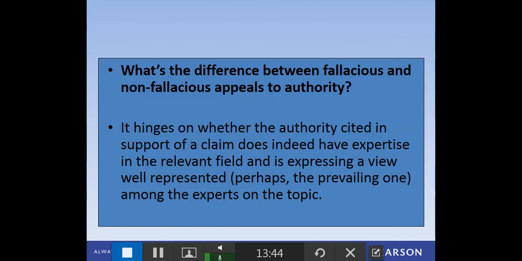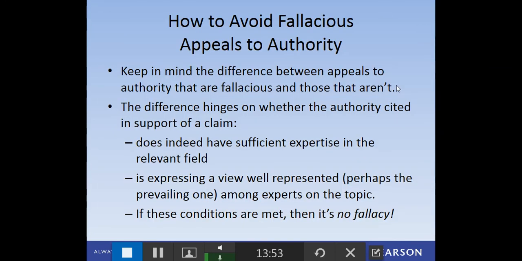It hinges on whether the authority cited to support the claim is indeed an expert in the field and is expressing a view well represented, perhaps a prevailing one among experts on the topic. To avoid the fallacy, keep in mind the difference between those appeals to authority that are fallacious and those that aren't. What it really comes down to is, does it involve sufficient expertise? Is it expressing a view well represented in the field? If the conditions are met, there is no fallacy.